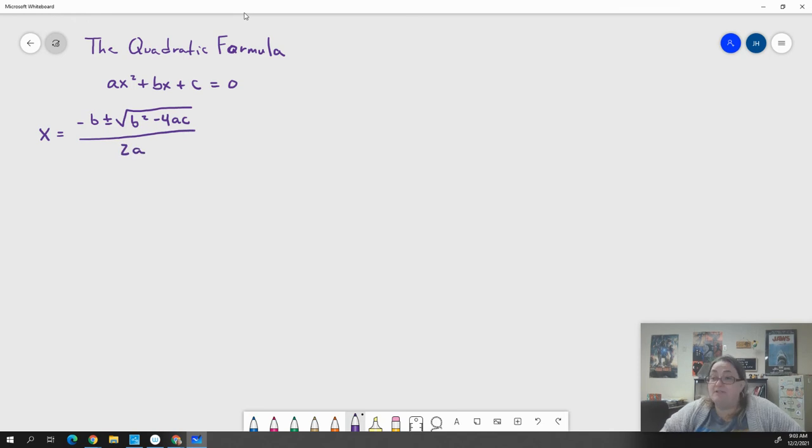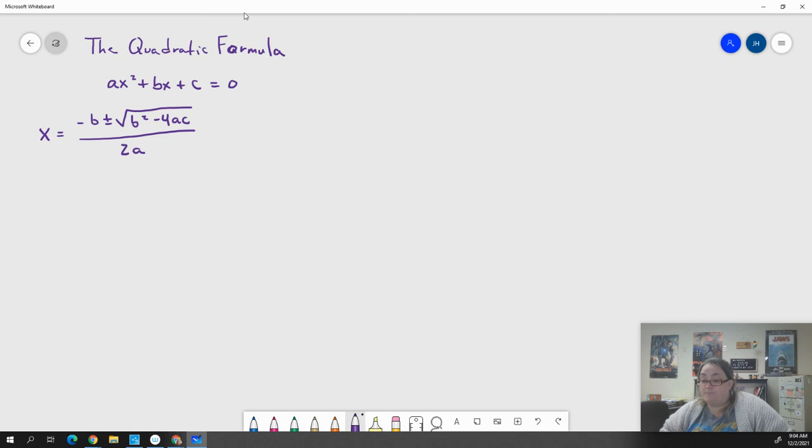Do you have to memorize this formula? It might help you down the road, but for the purposes of this class or your test, no, because you're home. You can have it right in front of you. The main thing to understand is where we get our a, b, and c from this equation. Our a is whatever is in front of x squared. Our b is whatever is in front of x. And our c is that constant, right?